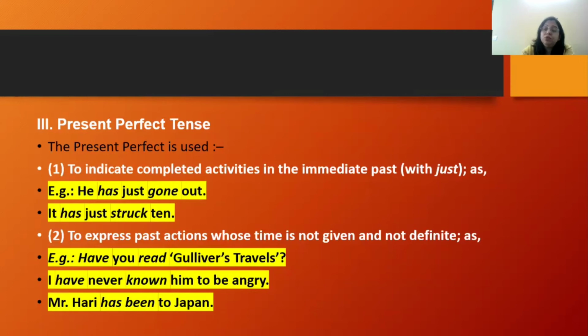Another case when we can use present perfect tense is to express past actions whose time is not given and not definite. Any past action, but the time is not given and it is not definite when it has happened. So there we can use present perfect tense. Have you read Gulliver's Travels? I have never known him to be angry. So no definite time period is given, so we can write the present perfect tense in such sentences. Mr. Hari has been to Japan.